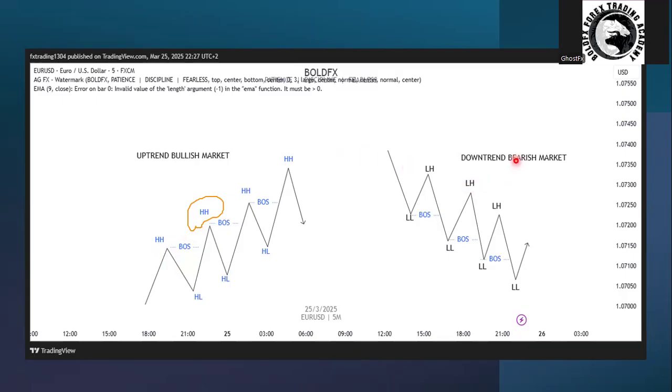So, in a downtrend, price is making a series of lower lows and lower highs, right? So this is your swing low right now, and this is your swing high. Oh, sorry about that. This is your swing high, right? And this is your break of structure, which confirms that a swing structure has been broken. So moving on to the next slide.